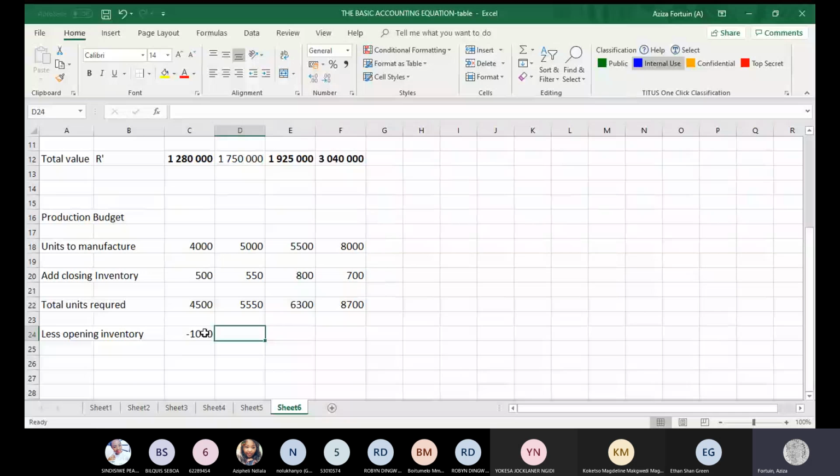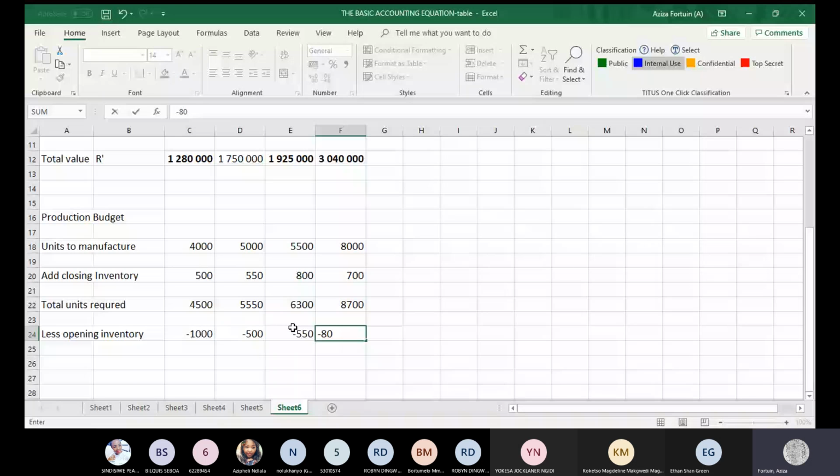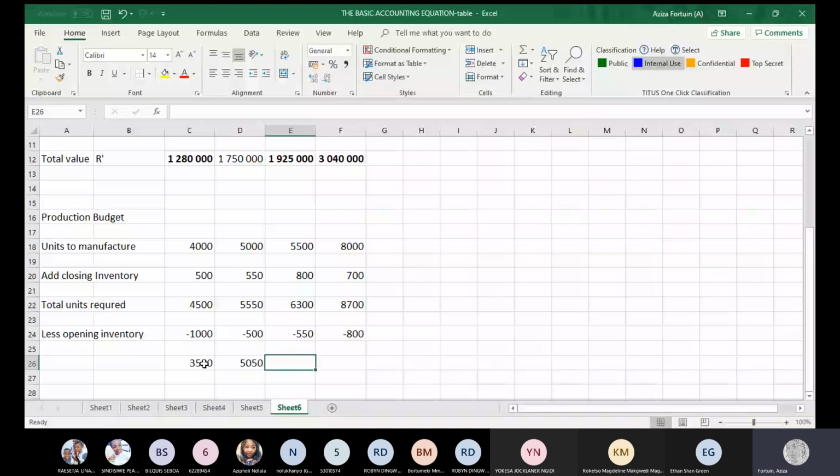Closing inventory. Okay, closing inventory of the finished goods is to be maintained at 10% of the next quarter's sales budget. So you take the 500 of your closing inventory, and you minus it, right? Then you take the 550, and then you take the 800. Now you deduct it, and you'll find that it is 3,500, 5,050, 5,750, and 7,900. So that is how many units we need to manufacture.